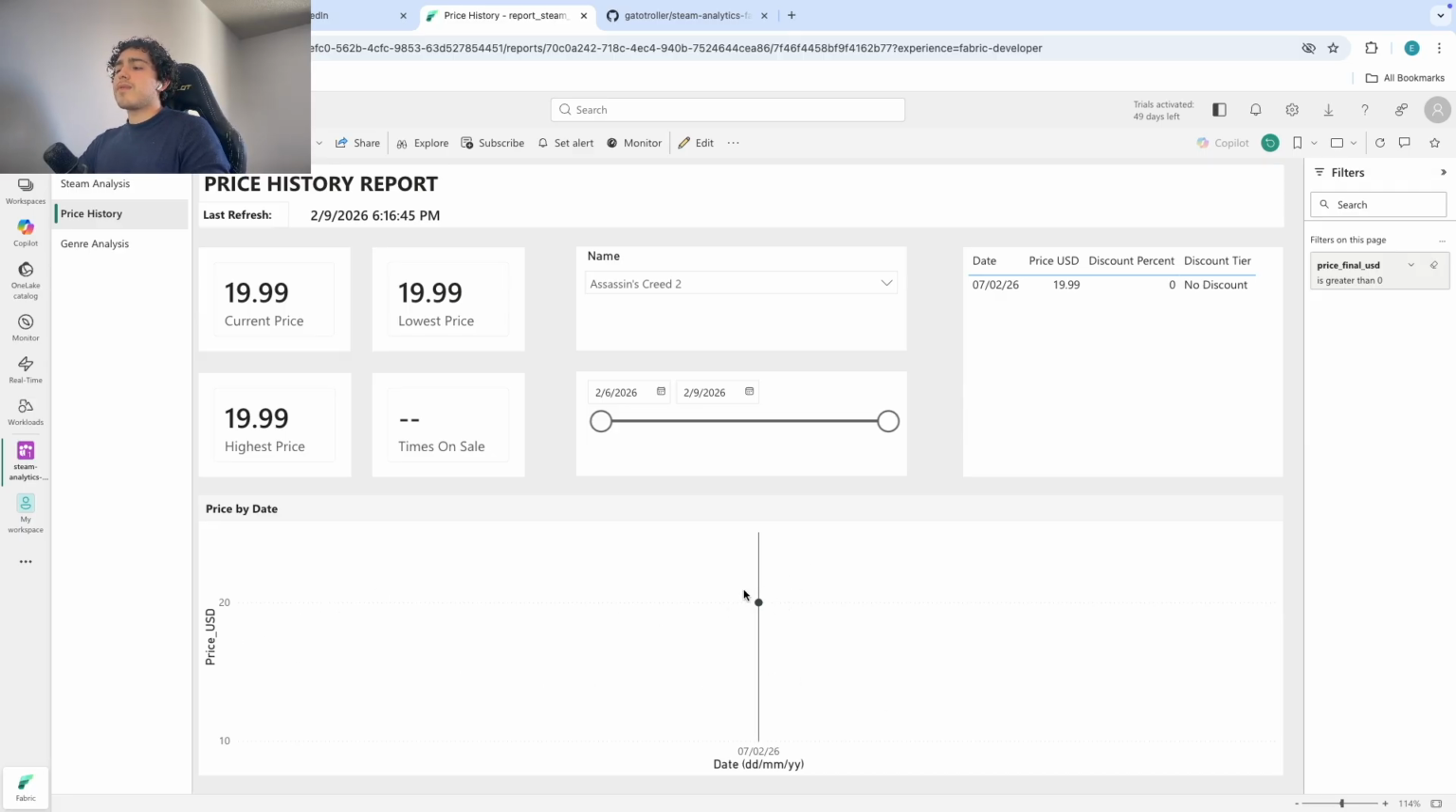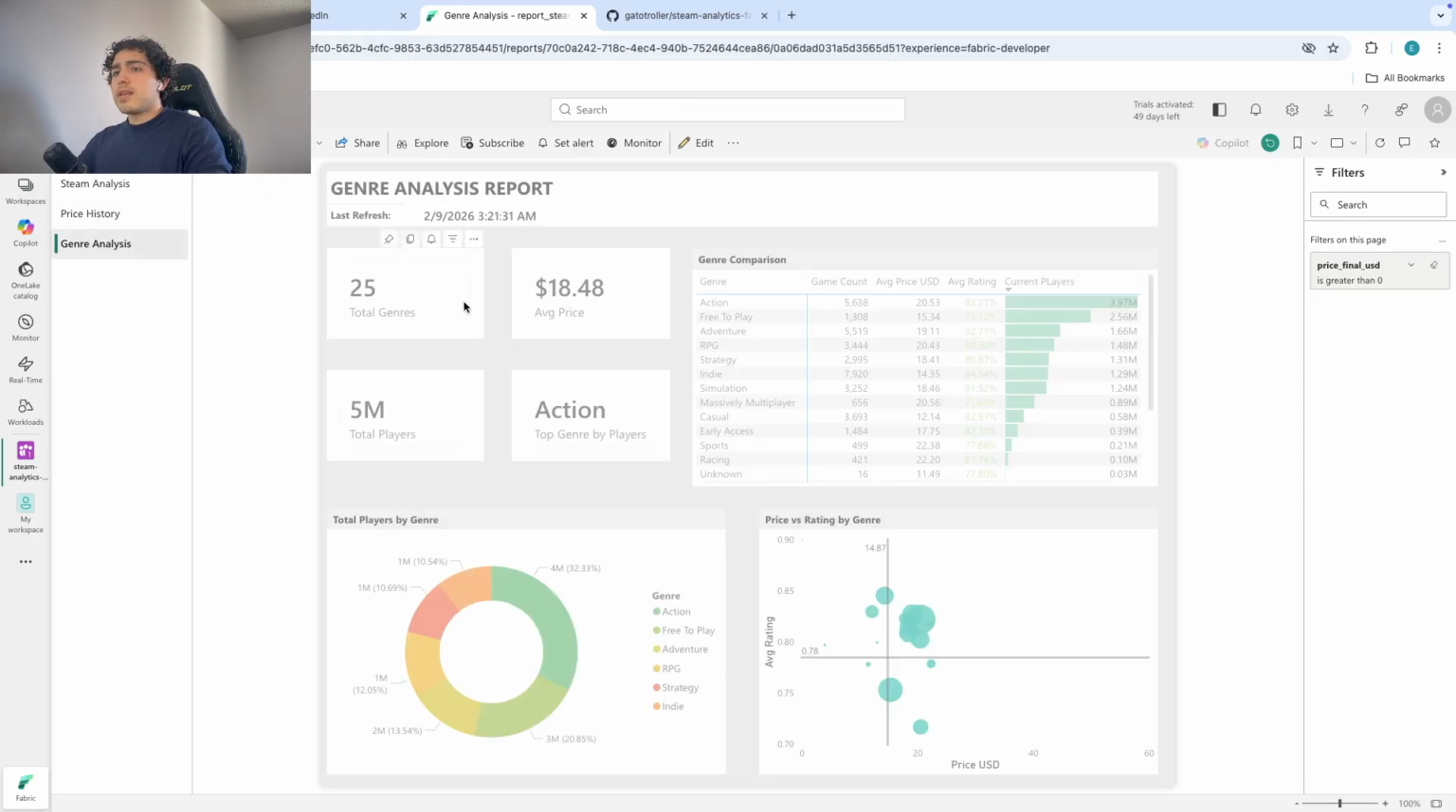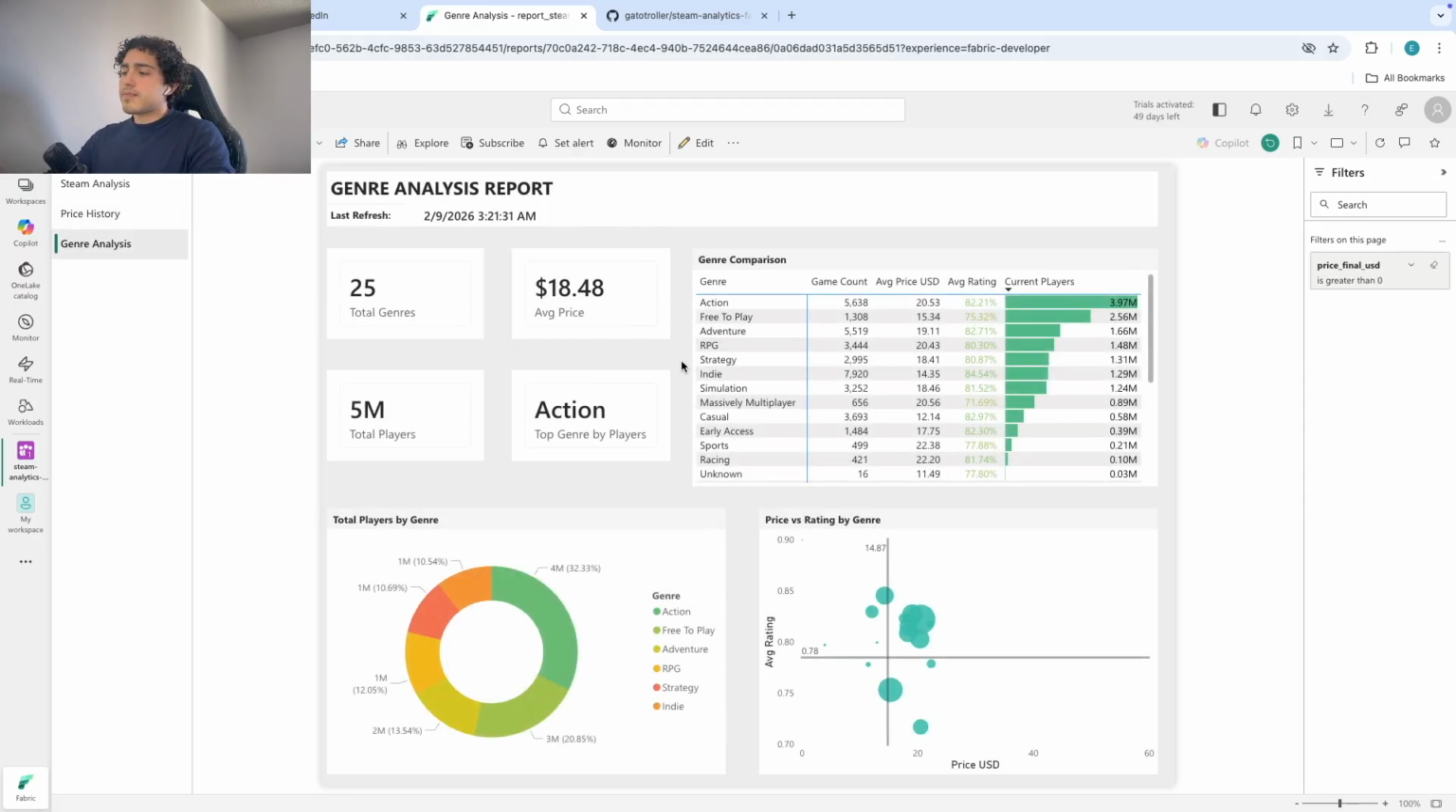It shows only the information when the price changes. So for example, yeah, we get this info from the 7th of February, but if it doesn't change until the day 10, it will not show the information until the day 10, obviously. And also we have the genre analysis. This is the same, just an analysis of the genres.